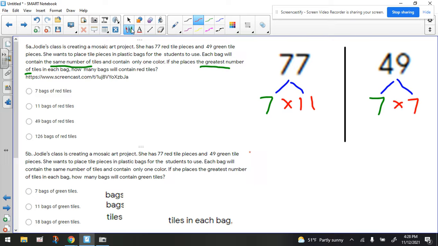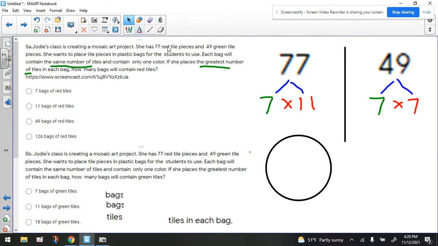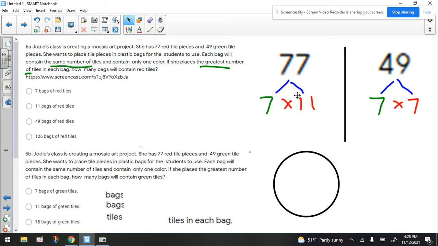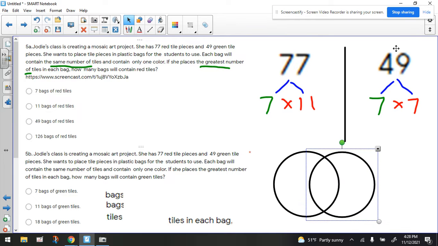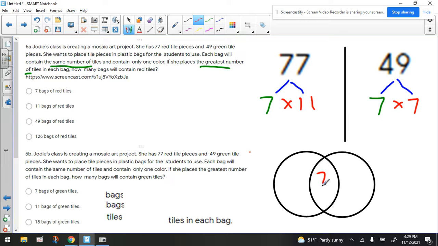Now, when we find the GCF of a set of numbers, recall that we've been using a Venn diagram to organize our thinking. So this circle would represent the prime factorization for 77. And if I clone this circle, on the right would represent the prime factorization for 49. And the numbers they have in common, which in this case would be a 7, would go in the middle. So 7 is the GCF.